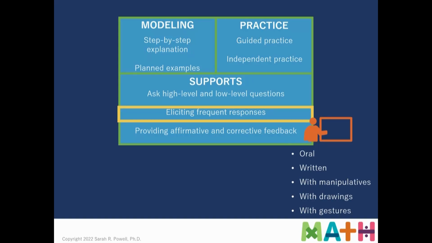Maybe students are responding with drawing. Maybe they're drawing something on their whiteboard. Maybe they're drawing a number line and marking different numbers on that number line. Maybe they're drawing a graphic organizer and filling that in. And then students also can respond with gestures.